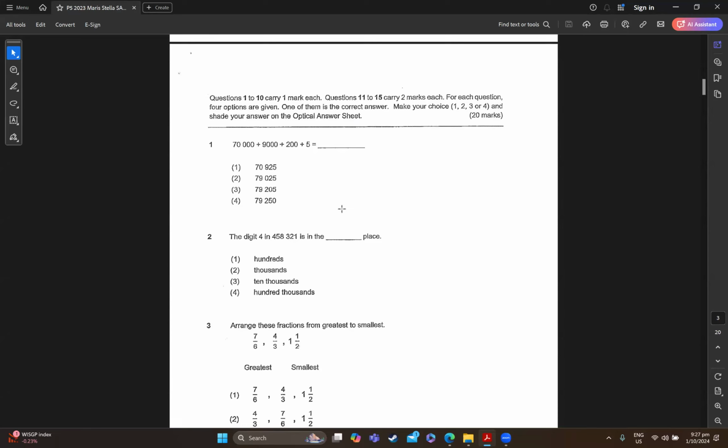70,000 plus 9,000 plus 200 plus 5. Okay, how do we approach a question like this? You want to lay it down this way, okay? 70,000 and 9,000, 200, and lastly 5. Add the numbers up. It's 79,205. So the answer is option 3.